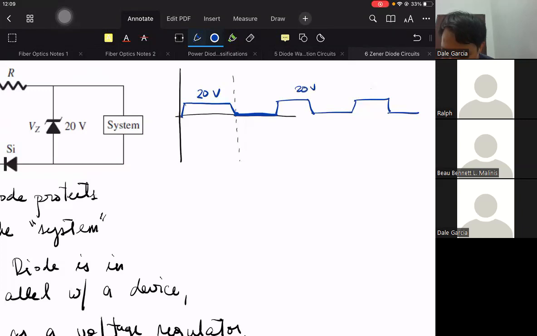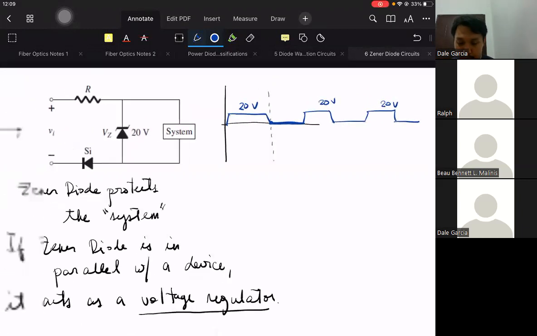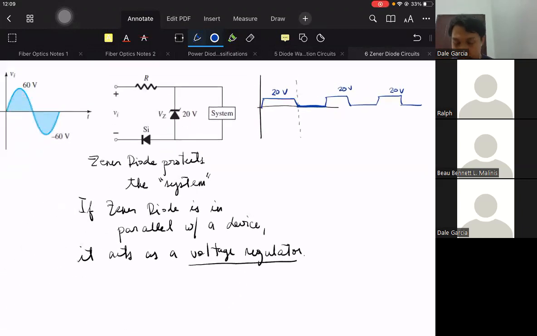So 20. No need for further analysis. We can predict the behavior of the system just by looking at it.